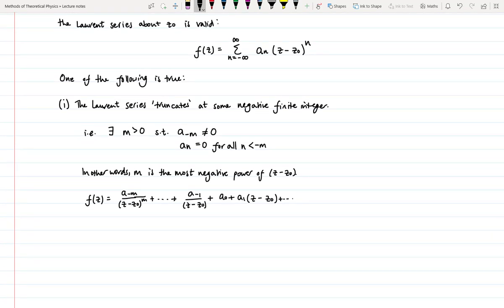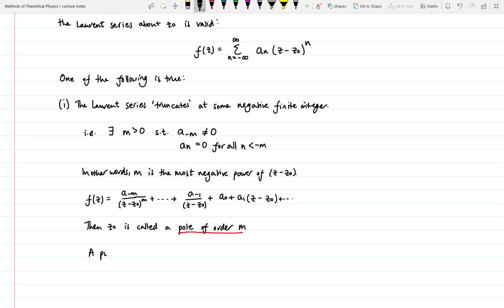If we have a function with a Laurent series like this, then a very important piece of terminology, we say that the point z0 is called a pole of order m. This is very important terminology.